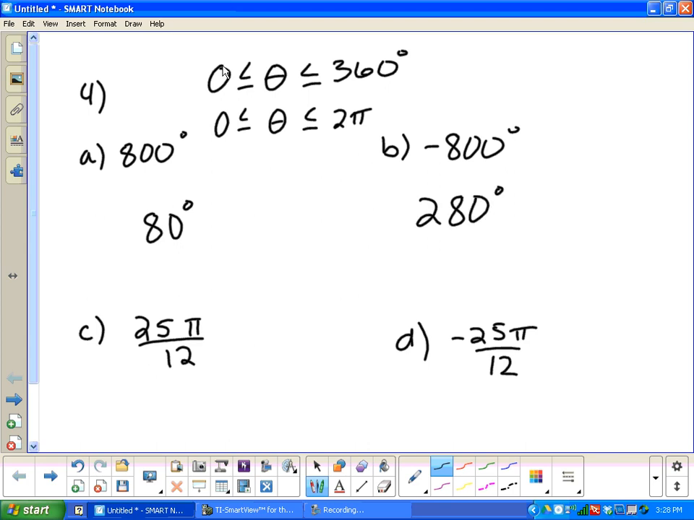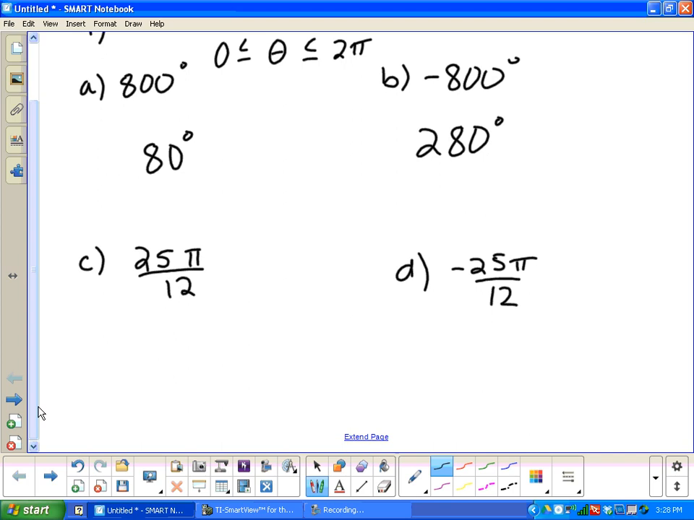Now on C and D, we're going to note both of these are in terms of radians, and they're in radians not because you see the pi symbol, but because there's no degree symbol. That means that they're in radians. So 25 pi over 12, let's note if I go around the unit circle completely that it's 2 pi. So 25 pi over 12 would be a little bit more than 1 revolution. So instead of subtracting 360 because it's too big, we're going to subtract 2 pi.